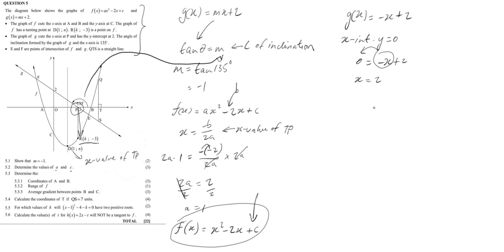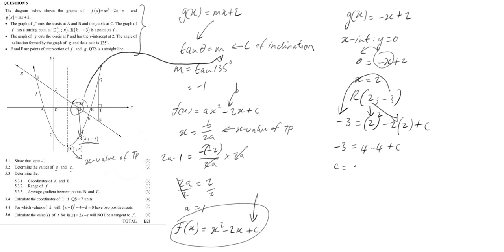Okay. So the coordinate that we have for R is our 2 and our minus 3. We needed one coordinate. We've got one coordinate. Let's put that into f of x. So the y value is minus 3 is equal to x value is our 2. That's going to get squared. 2 is going to get squared minus the 2, and then we substitute another 2 there plus c. So this is minus 3 is equal to 4 minus 4 plus c. 4 minus 4, that's going to be 0, so c is going to equal minus 3.